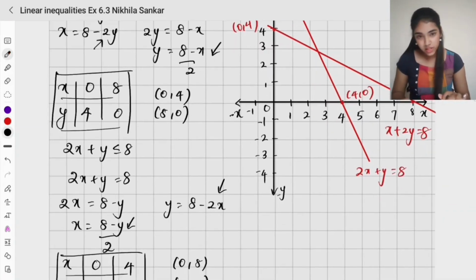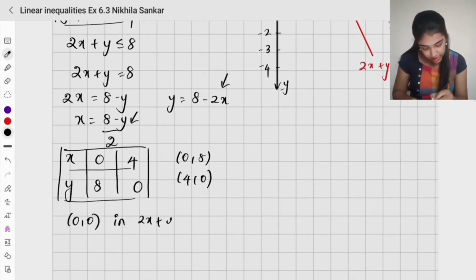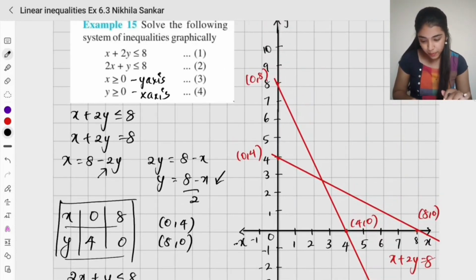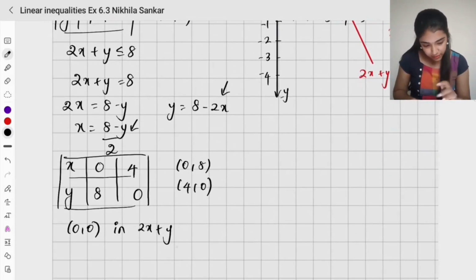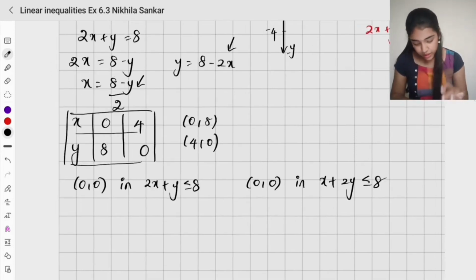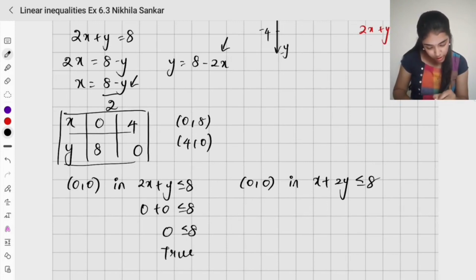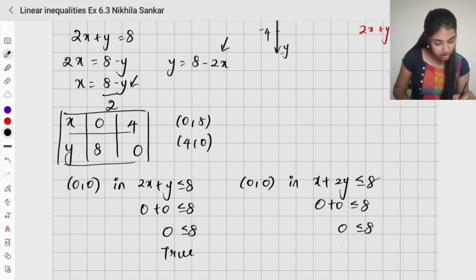இப்போ ரெண்டுத்துக்குமே 0 0 included ஆன்னு check பண்ணணும். So I'll have 0 comma 0 in 2x plus y less than or equal to 8 and 0 comma 0 in x plus 2y less than or equal to 8. So இப்போ இதுக்கு 0 0 substitute பண்ணா I'll have 0 plus 0 less than or equal to 8, 0 less than or equal to 8, which is true. அதே மாதிரி இதுக்கு 0 plus 0 less than or equal to 8, 0 less than or equal to 8, which is also true.